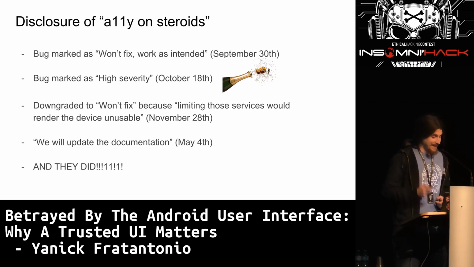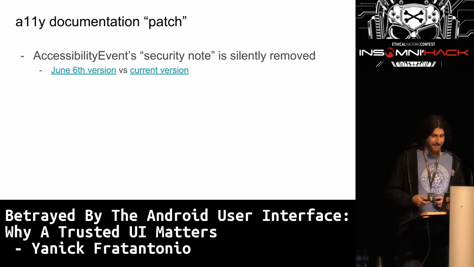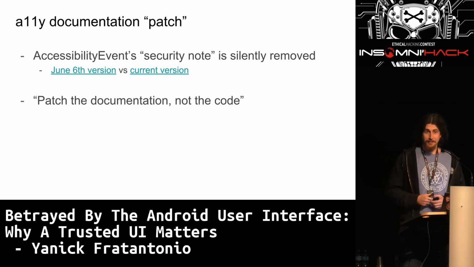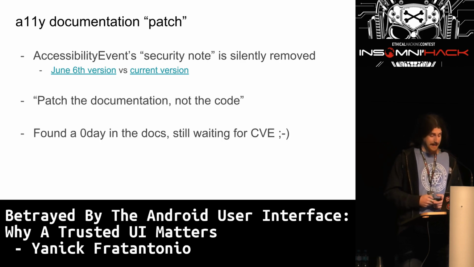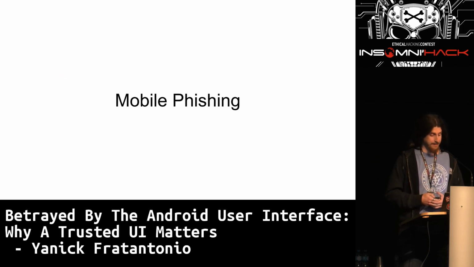The awesome part is that they did, so kudos to them. And I have here the link to the web archive. You can see there is a security note mentioning this, and then it got silently dropped. So it's an awesome instance of patch the documentation, not the code. I'm still waiting for my CVE for the 0 day in the docs. I don't know. Hope dies last, so we'll see what happens. Again, this is a silly story, but it's just to convey that it's not just about finding a buffer overflow. It's more complicated because these issues are not well understood and there are problems like this.